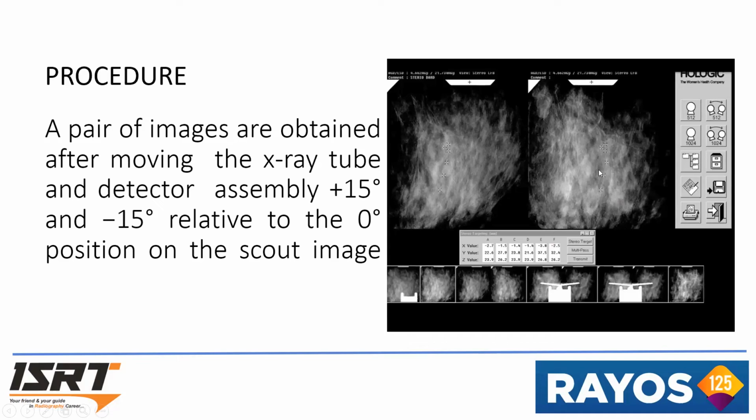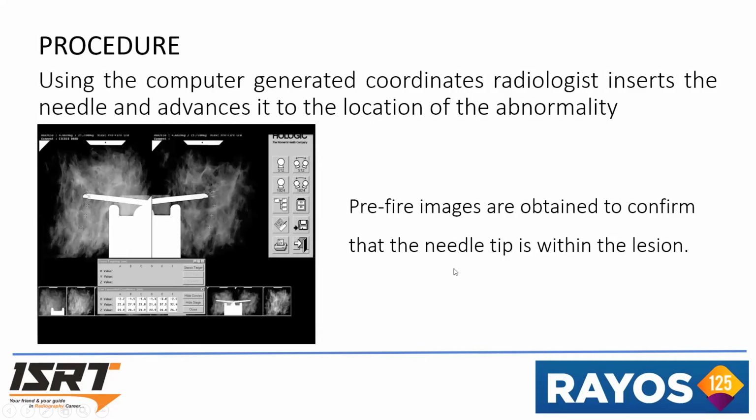Here we can see the targets marked in the images and the computer will generate X, Y and Z coordinates for each target. Once the coordinates are generated, they are transferred to the stereotactic table. Using these computer-generated coordinates, the radiologist inserts the needle and advances to the location of the abnormality. Then pre-fire images are obtained to confirm that the needle tip is within the lesion.